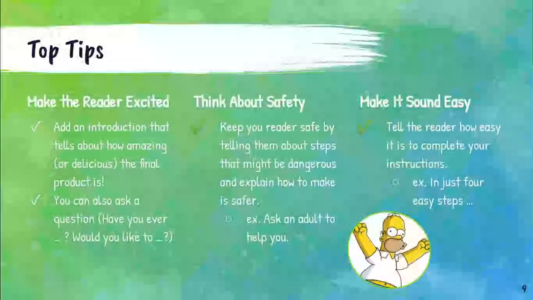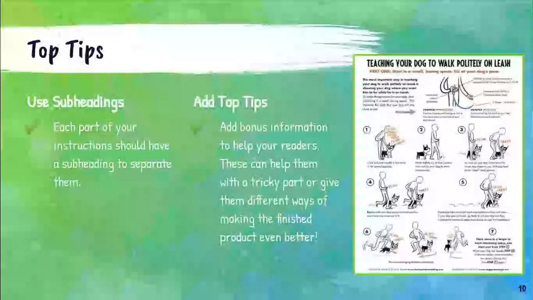So next, you want to use subheadings. Each part of your instruction should have a subheading to separate them, and that helps your reader follow along. Your ingredients should have their own subheading, and then your steps should also have subheadings, and that helps your reader distinguish between the parts of your instructions. Also, you want to add top tips or bonus information to help your readers along. They help them with the tricky part or give them different ways of making the finished product even better.